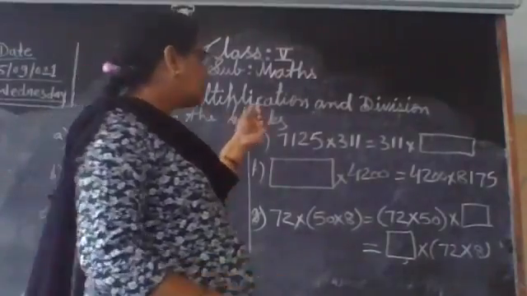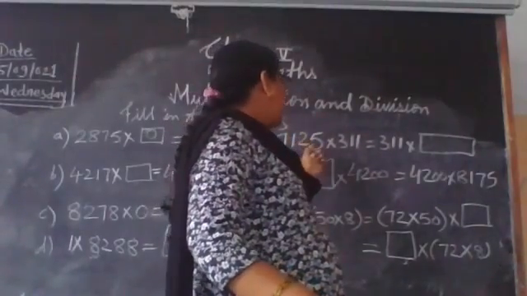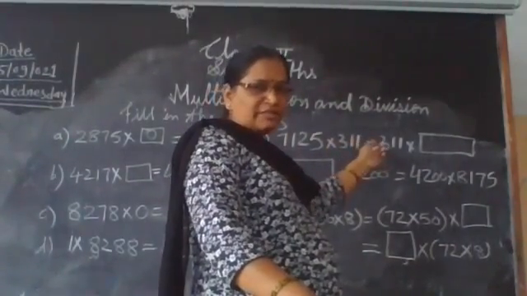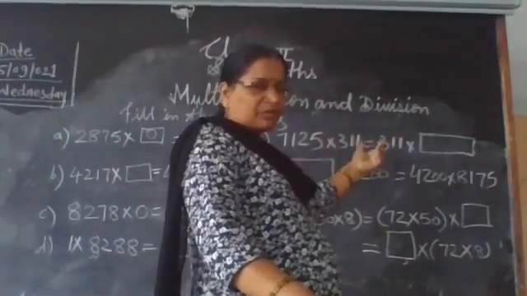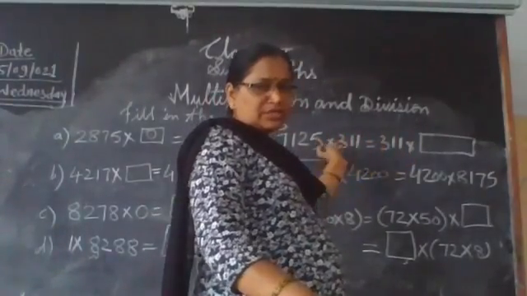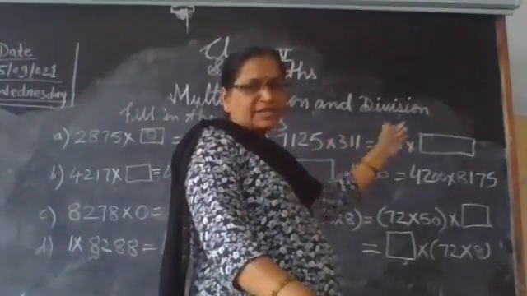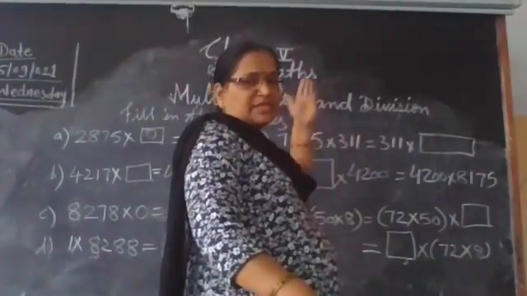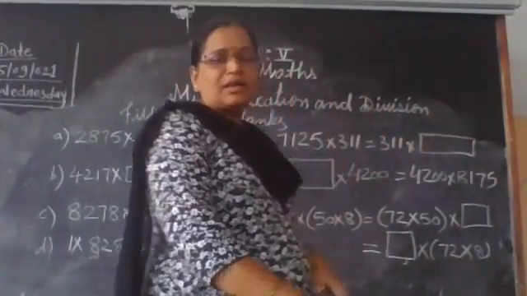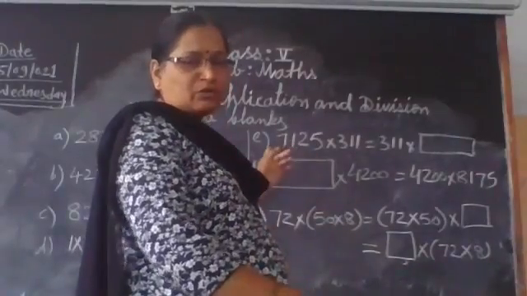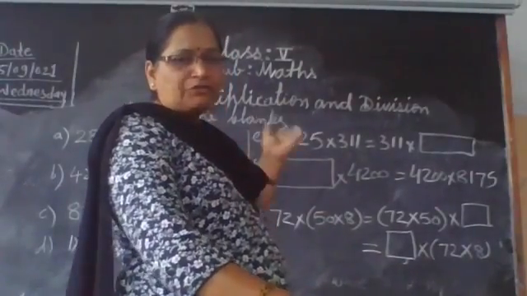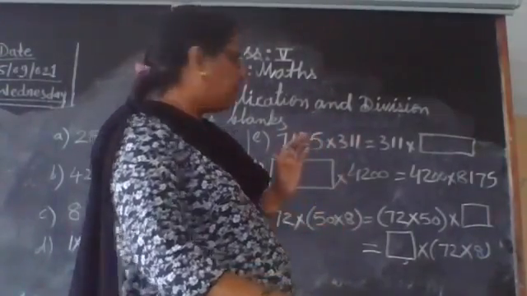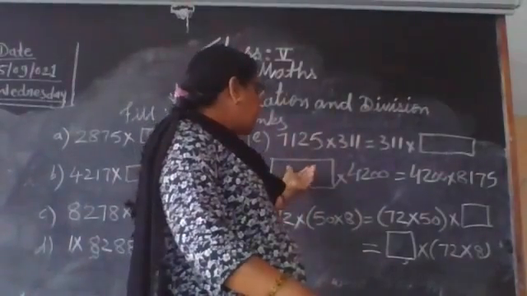Now see children, 7,125 into 311 equals 311 multiplied by what? You have to write the number so that the left hand side and the right hand side become the same. Whatever you see on the left side is equal to the right hand side. So here you have to apply the third property. If you change the order of the multiplication, the product remains the same.